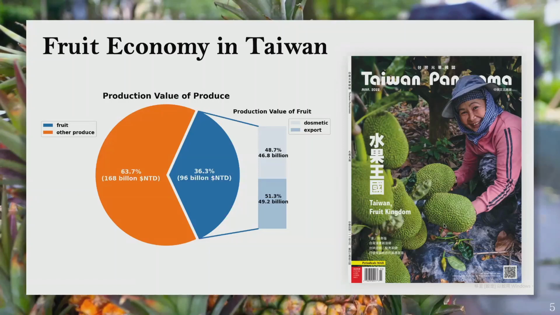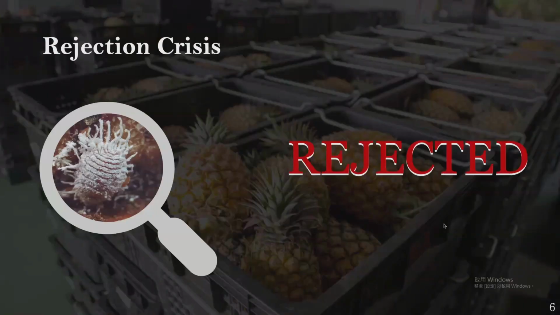Because of its suitable climate, Taiwan is rich in fruit. We can see that in the production value of produce, fruits account for 36.3%. And within the 36.3%, export accounts for more than half. This shows that Taiwan is highly dependent on export. However, in recent years, our fruits have been rejected due to scale insect infection, and this caused a lot of economic loss, not only for the farmers but also for the nation, and also raised government awareness.